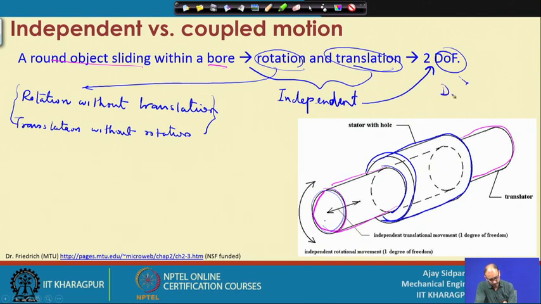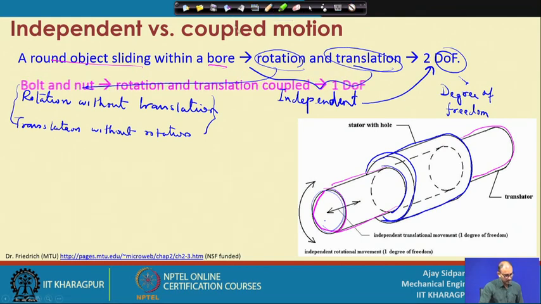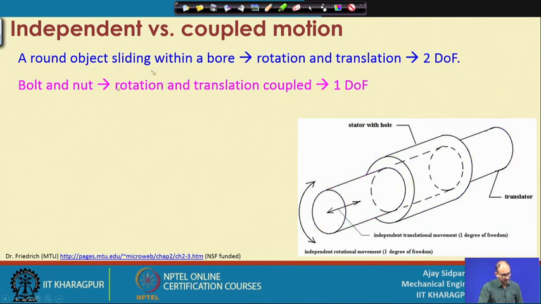So, this is called degree of freedom. Now, let us continue further. Now, consider we have the same thing here, but instead of this, we are putting a thread here. Okay. So, now the only difference is that we have thread on both sides. Consider this one is a bolt and this one is a nut.